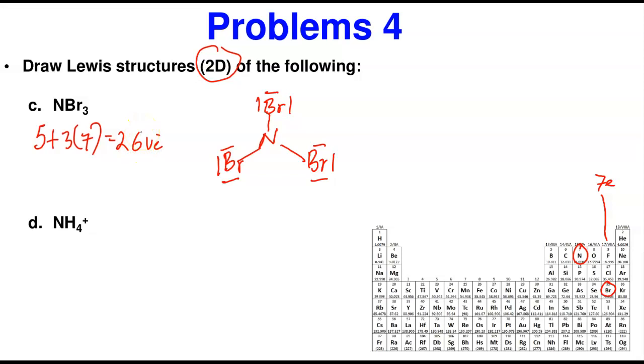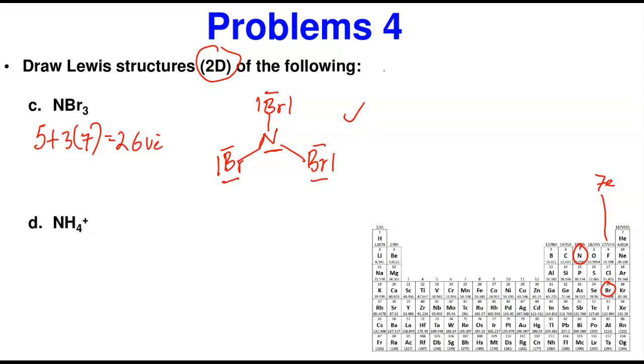Where am I going to put those? Since all the peripheral atoms are satisfied, the remaining electrons should go to the central atom. And where do I put them? I'm going to put them here now. And this becomes the legit Lewis structure of this molecule. Let's get to the next one.